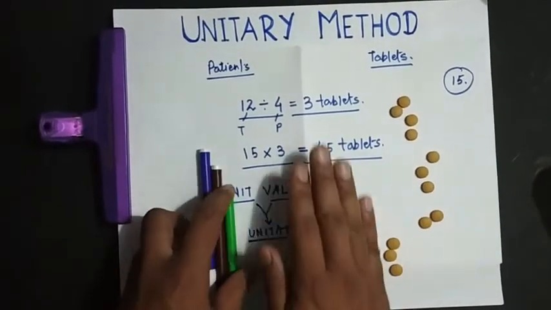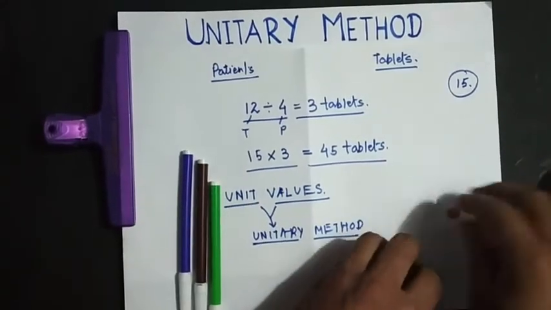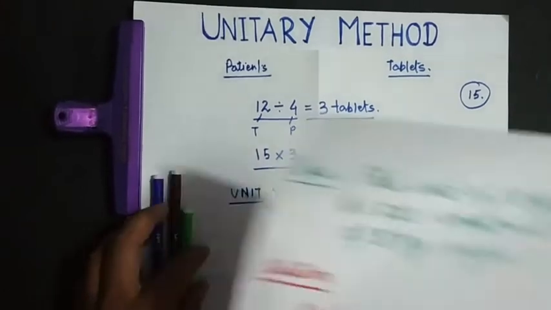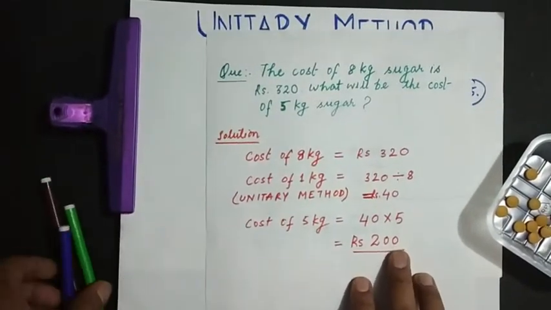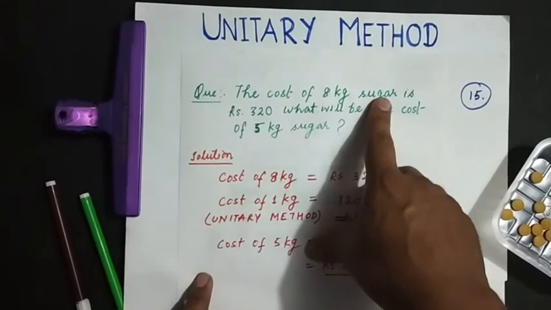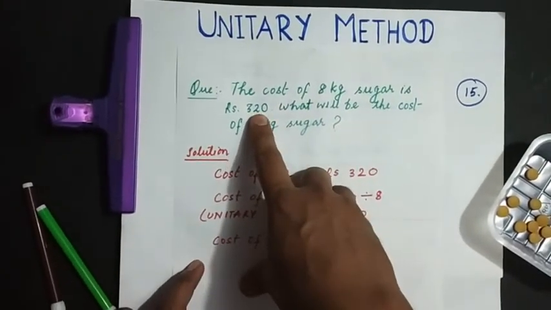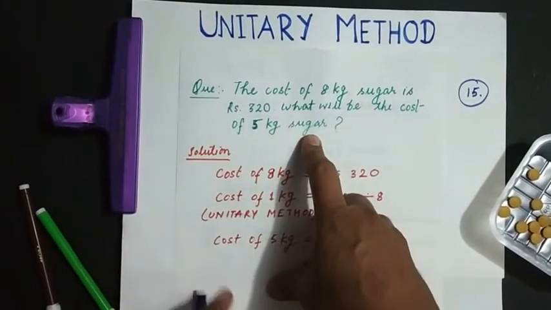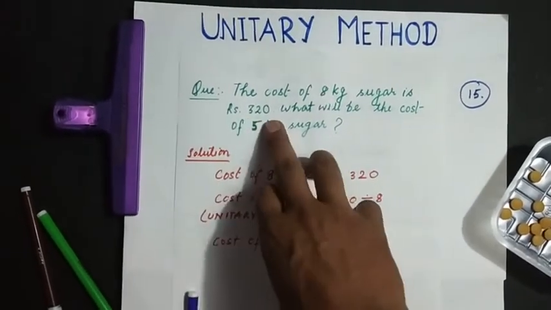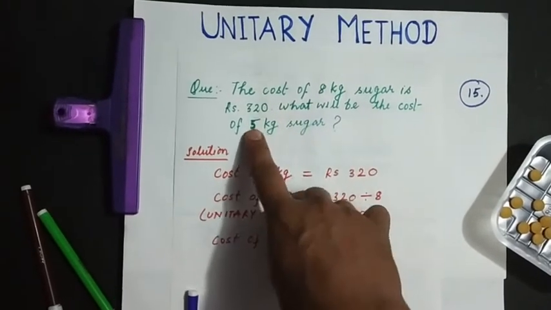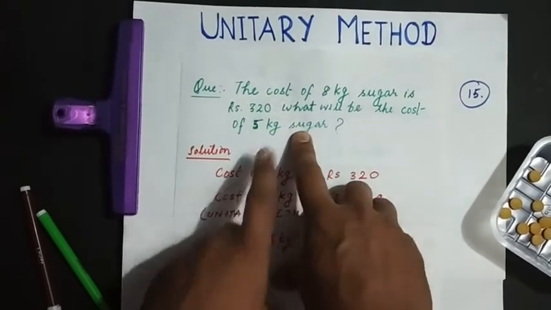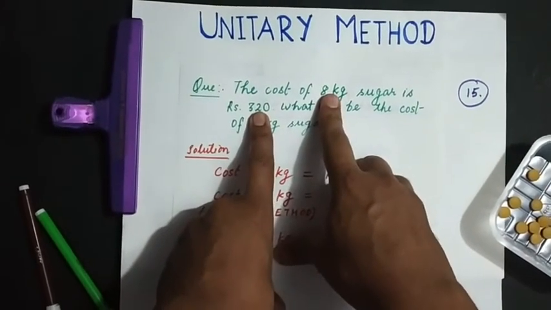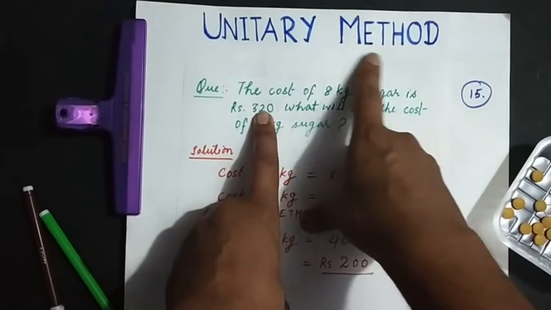Let's take one more example. I hope you understood the activity. Here I have taken one more question for you. The cost of 8 kg sugar is rupees 320. What will be the cost of 5 kg sugar? It is very difficult to find the price of 5 kg sugar directly. So first, we have to calculate the price of 1 kg sugar, which is called the unitary method.